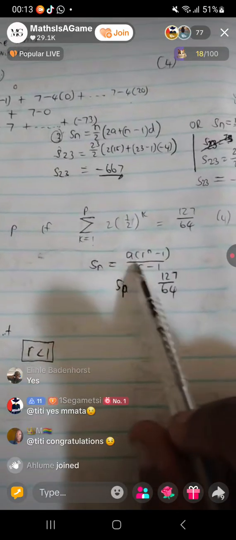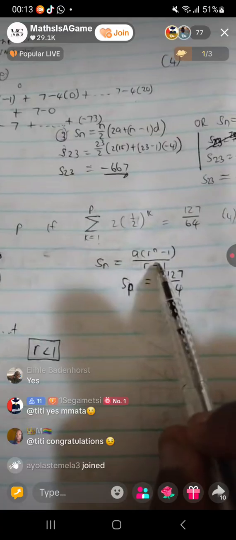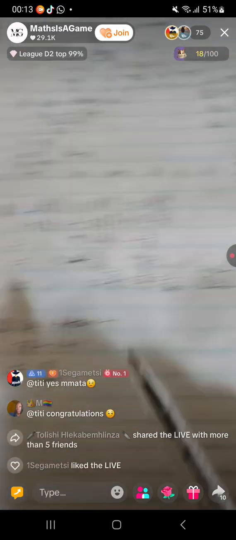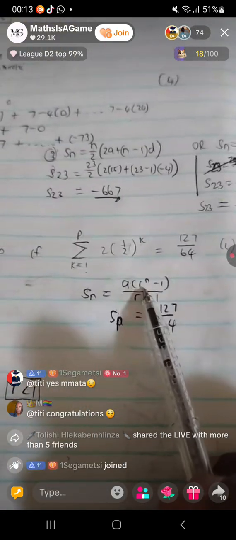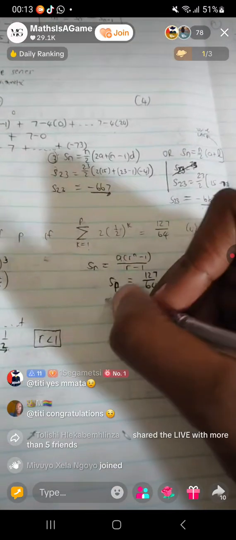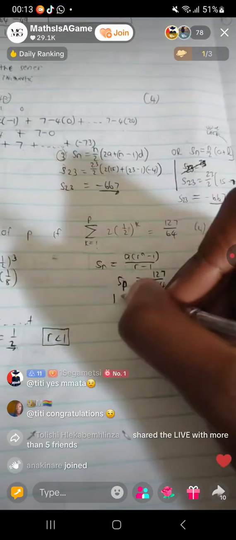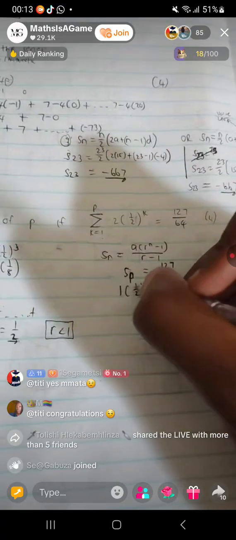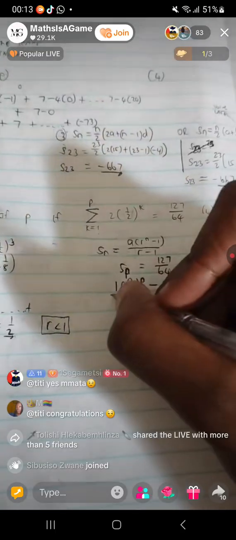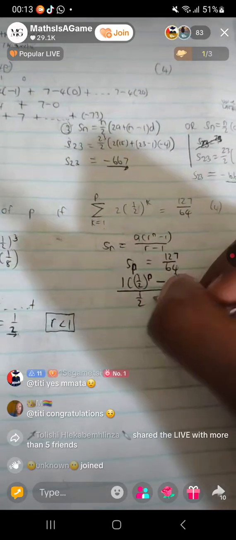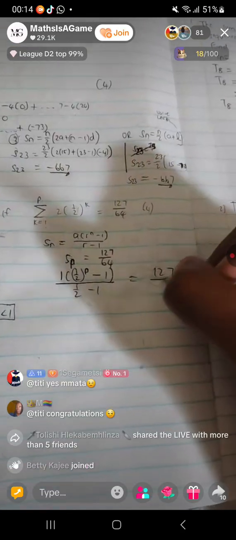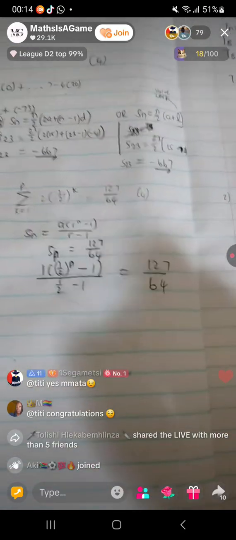Right, so let's go now and substitute here. In the place of n, we are going to substitute p. In the place of a, we are going to substitute 1. In the place of r, we are going to substitute half. So let's go ahead and do this, guys. 1 into half to the power p minus 1 over half minus 1 is equal to 127 over 64.